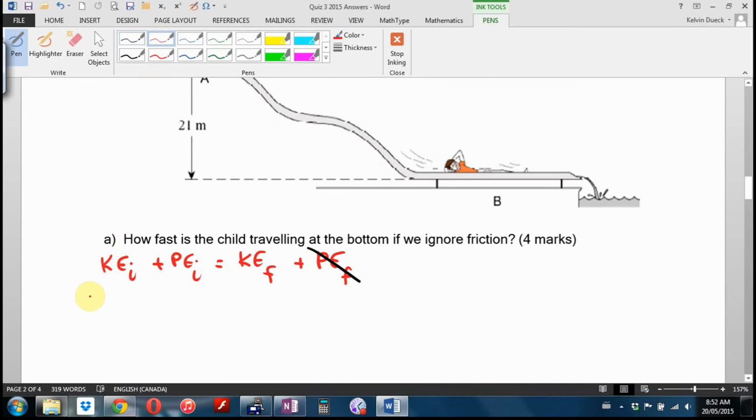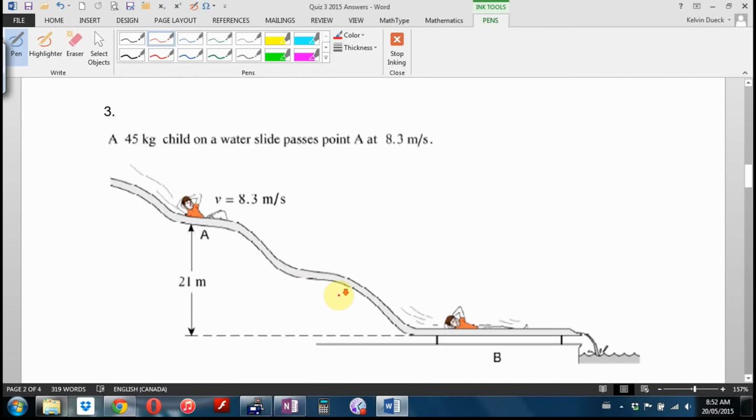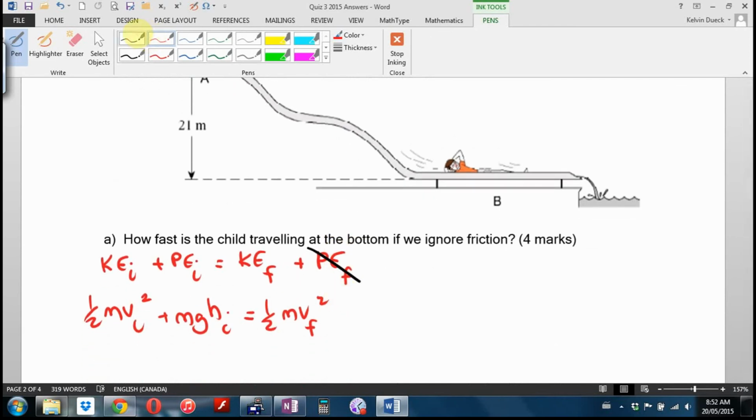This is going to be a half mv initial squared plus mg h initial equals a half mv final squared. And then this is where I'm going to use a clever trick. What do I want to find? I want to get that by itself. What you can do is times that by 2, times that by 2, and times that by 2. But you have to do all three, even though there's no fraction in front of the mgh. Equation solving rules say you got to do the same thing to everything. Why is that nice? It gets rid of that, it gets rid of that.